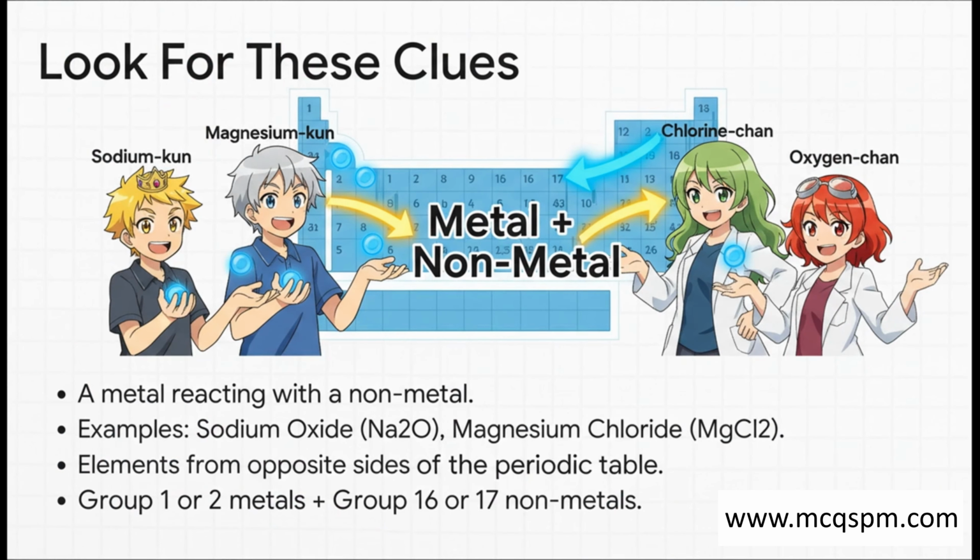Here are your dead giveaways. The number 1 clue for sure is a metal reacting with a nonmetal. Just think about elements from the far left of the periodic table, like group 1 or 2, meeting up with elements from the far right, like group 16 or 17. Sodium and oxygen? Yep. Metal and nonmetal. Magnesium and chlorine? You got it. Metal and nonmetal. These are your classic ionic pairings.